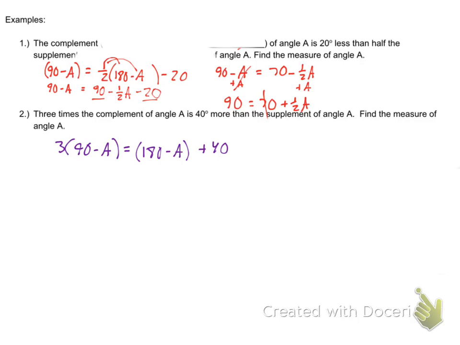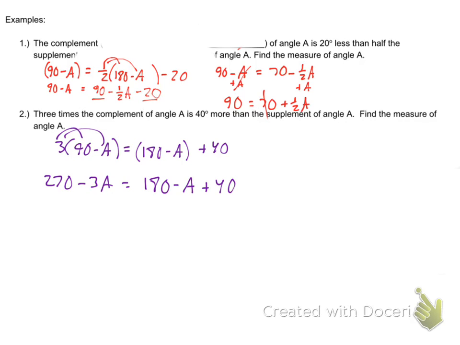Okay, so on the left-hand side, are those parentheses important? Yes, because I need to distribute. So what's 3 times 90? 3 times negative A. Equals, do I need those parentheses? I'm getting rid of them.